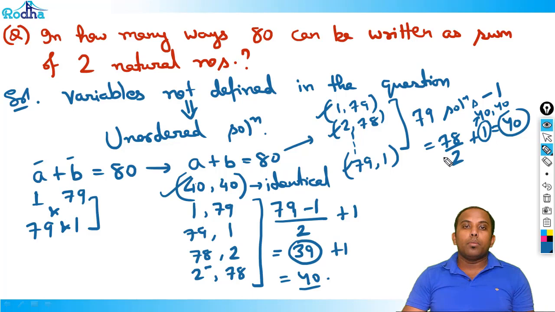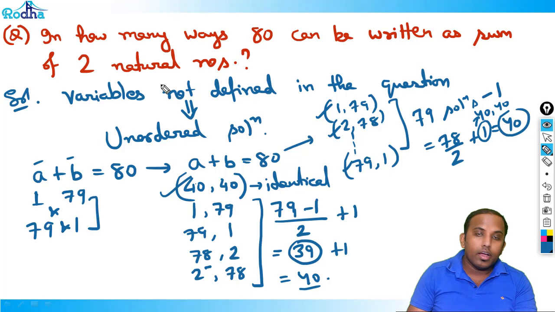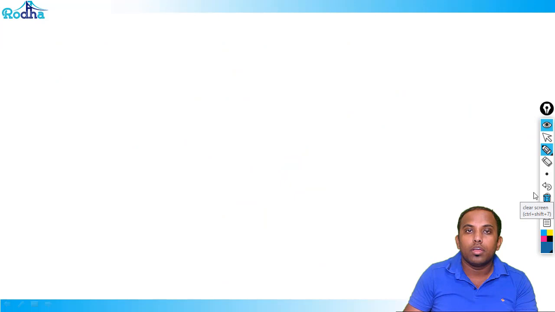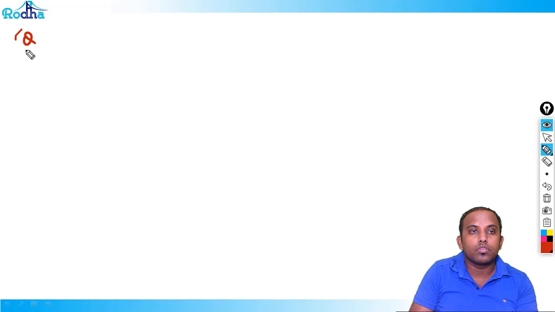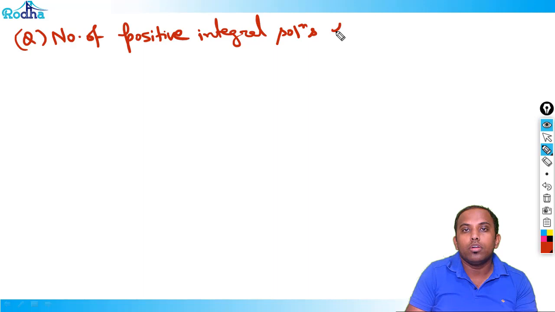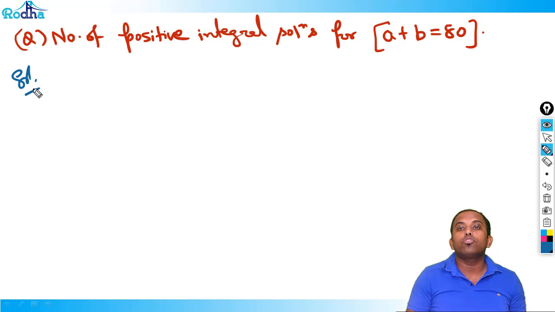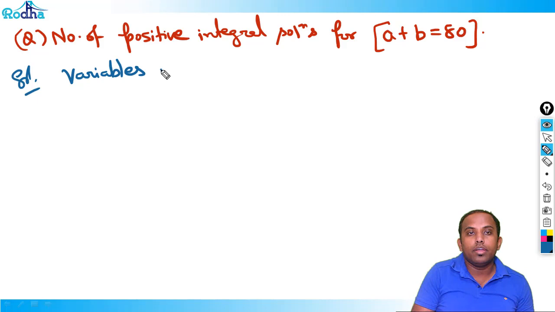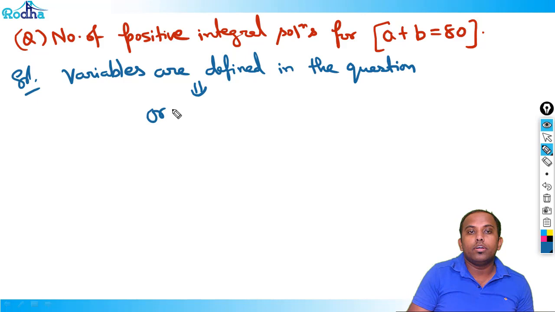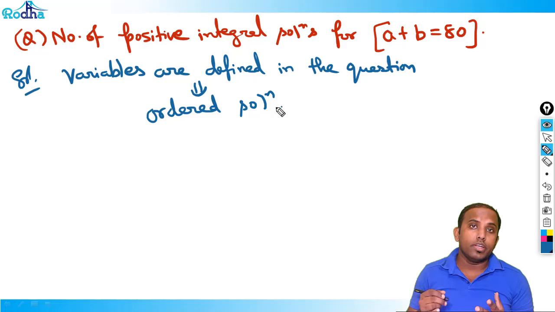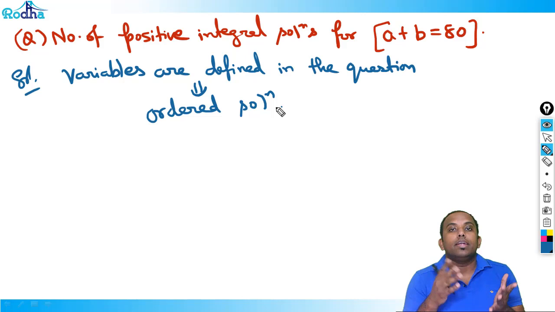Now similarly, if I write the same question as number of positive integral solutions for a plus b is equal to 80, now the question changes. What are we looking for? We are looking for ordered solutions now, because variables are defined in the question. That's the case of ordered solutions. That means the question itself says that a and b are two distinct variables, defined in the question only, right? So the values of a and b will change the number of solutions here.